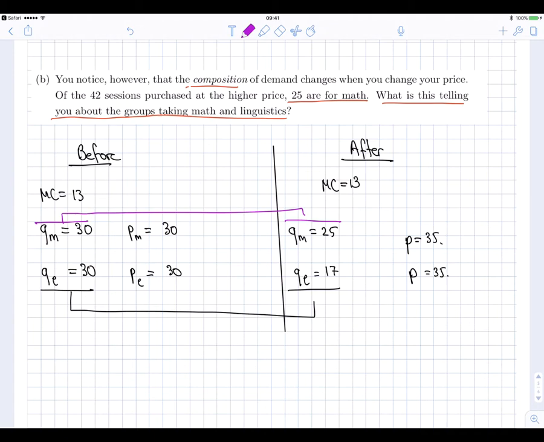So price elasticity of demand in absolute value will be higher for linguistic. For a 1% increase in price, the quantity decrease in the linguistic is going to be higher. That's all we can say about those two groups.